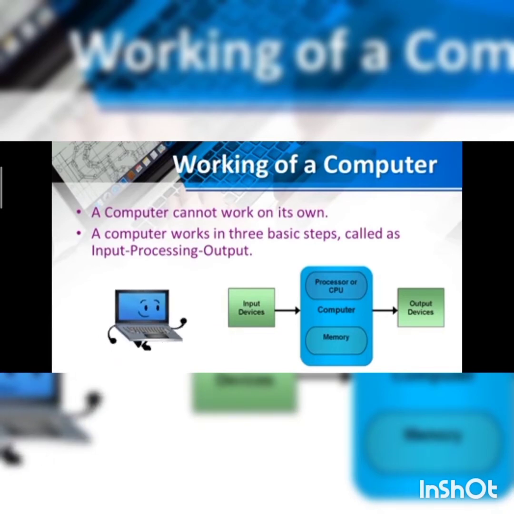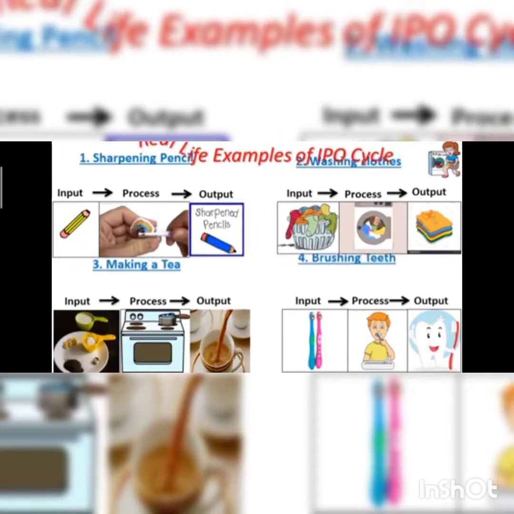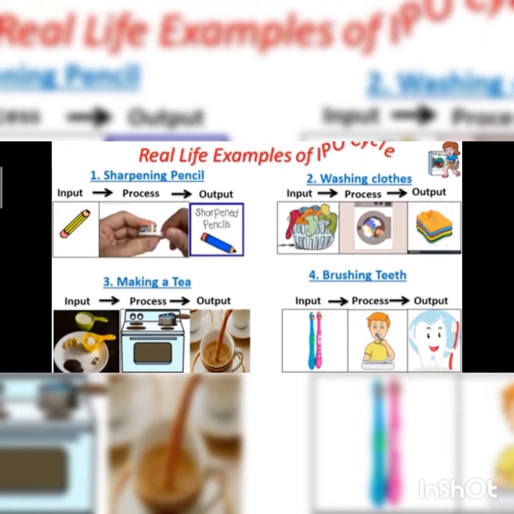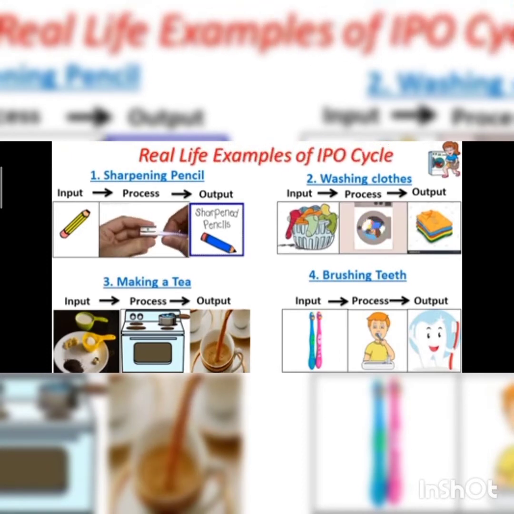A computer works in three basic steps, which is called the IPO cycle, that is input, processing and output. Let us see some real life examples of IPO. First example is sharpening the pencil. Input is pencil and sharpener. Processing is sharpening the pencil and output is a sharpened pencil.